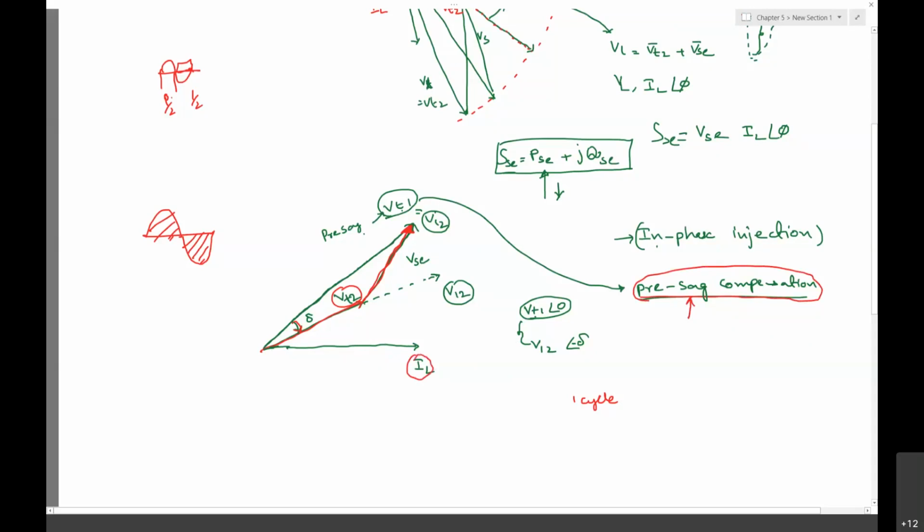In explaining the pre-sag conditions, I have not talked about this particular IL. The IL is with respect to the voltage after the compensation, this is the pre-sag voltage. This voltage injection is the pre-sag compensation. In that case, the IL is with respect to this particular pre-sag voltage. This is about the pre-sag compensation.